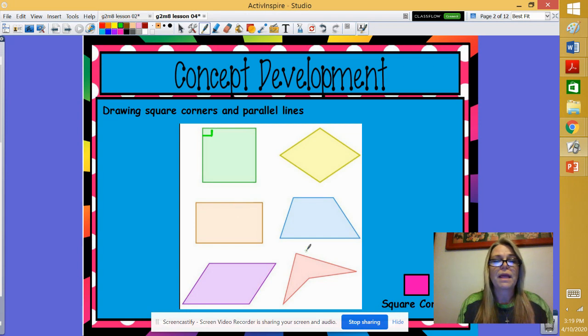If we look at this shape, for example, do we see square corners? How about here? Is this a square corner? No, we're not going to be able to hold our index card up to that corner and have it fit. It does not have square corners. What about parallel lines on this shape? If this line extended out and this line extended out, they would cross. So those would not be parallel lines.